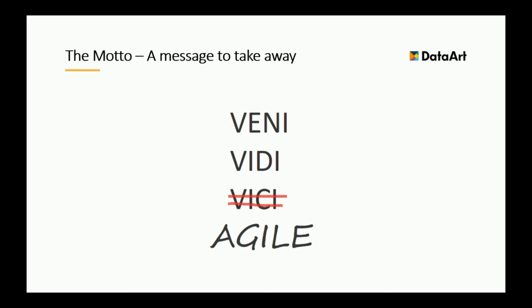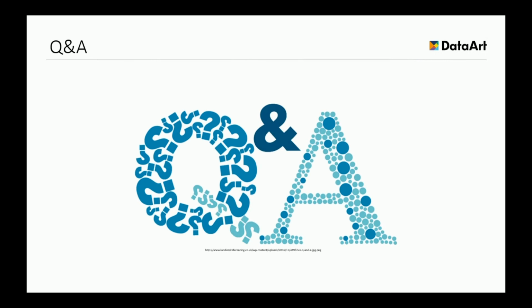So, being short in words, the motto, the message to take away is simply: go there, see what the problem is, and propose what should be proposed. In that case, it was agile. Questions?